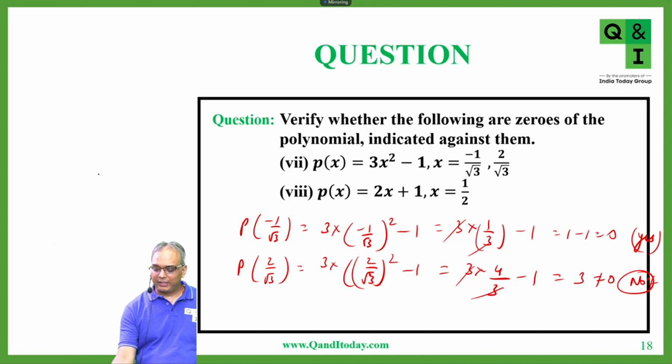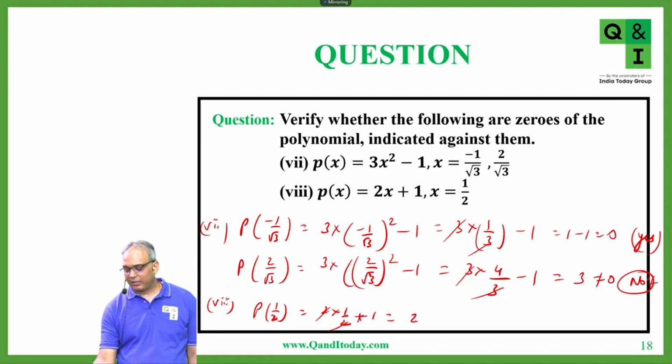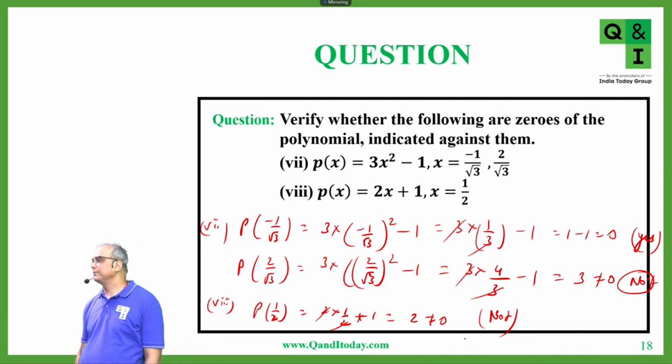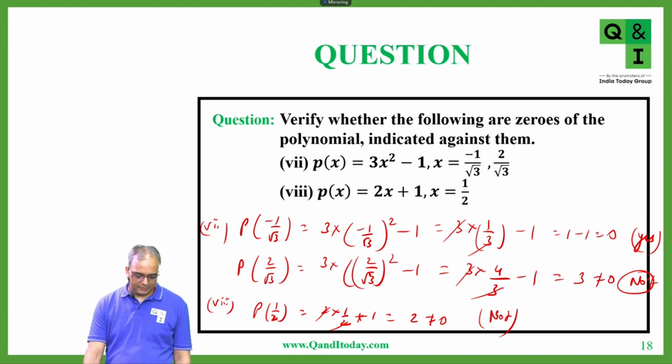So now eighth one if we do. So this was 7th. For eighth, P of 1 by 2 will be 2 times 1 by 2 plus 1. So 1 by 2, 2 gone. 1 plus 1 is 2, not equal to 0. So no, this is not a zero of the polynomial. Okay. Okay, Anay. Got it.